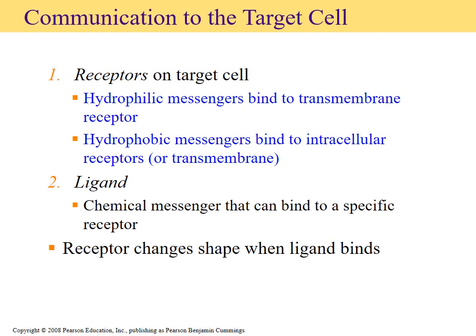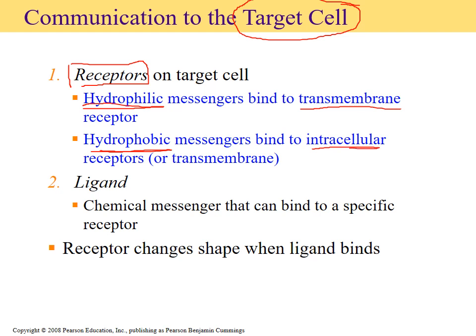Alrighty, so hopefully I was able to convey that when you want to communicate with your target cell, we need to make sure that we interact with the receptors, and these receptors can either be found on the transmembrane. This is mostly for hydrophilic messengers, and if we're looking at a hydrophobic messenger, then even though they have a choice, they tend to favor the intracellular receptors, although you do have an option of transmembrane.